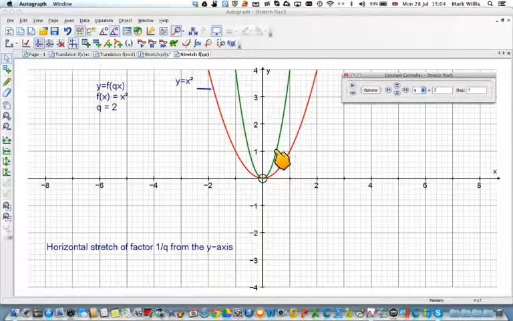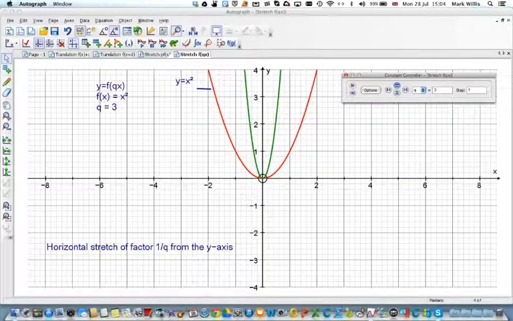So what's happened here is, although it says 2, the distance is halved. If I change this to 3, you can see now that this distance is 1/3 of this distance. So it's like pulling the graph away. So this is called a horizontal stretch of factor 1/q from the y-axis. Okay, so that's 2 types of stretches that you need to be aware of.